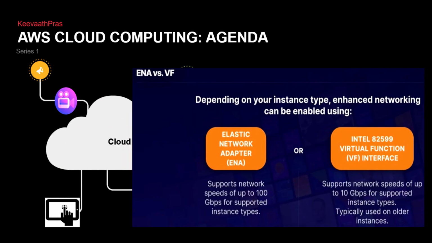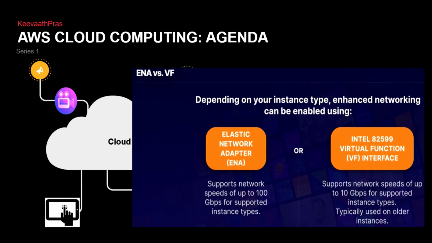Now, what is the difference between an elastic network adapter versus a virtual function? The elastic network adapter supports speeds of up to 100 Gbps for supported instance types. The virtual interface only supports up to 10 Gbps and is used in the older instances. If I'm going to ask you a question, would you use an elastic network adapter or a virtual interface? By default, elastic network adapter.